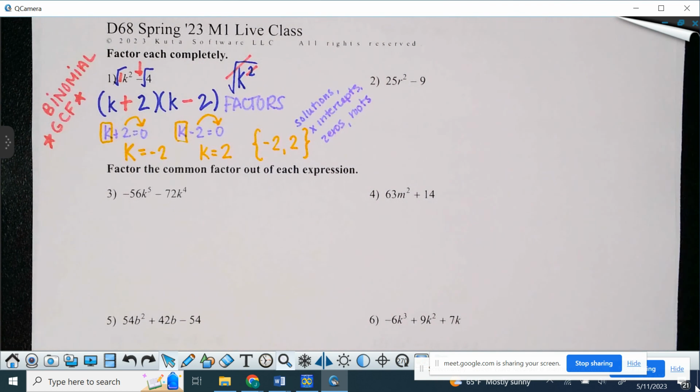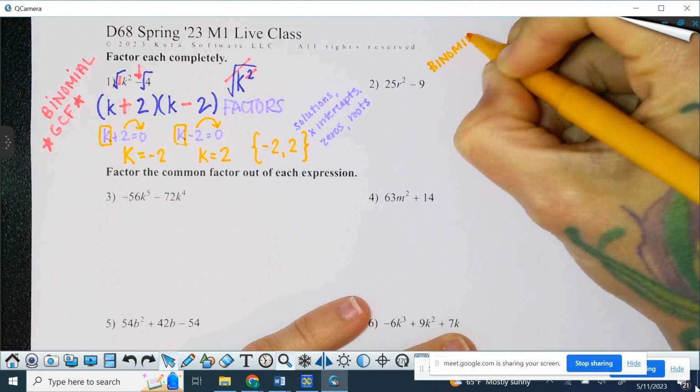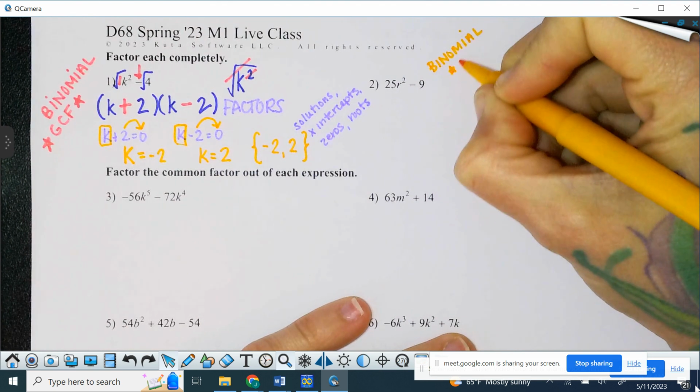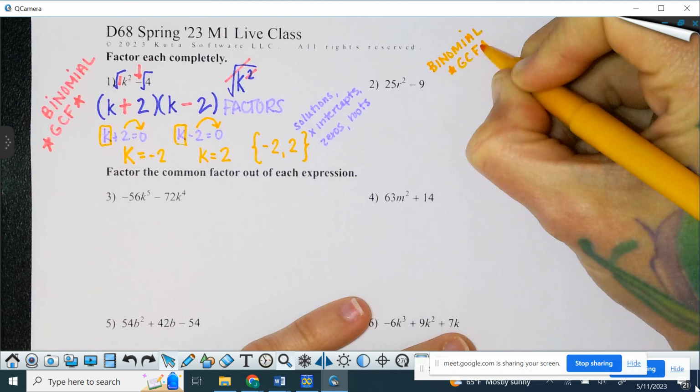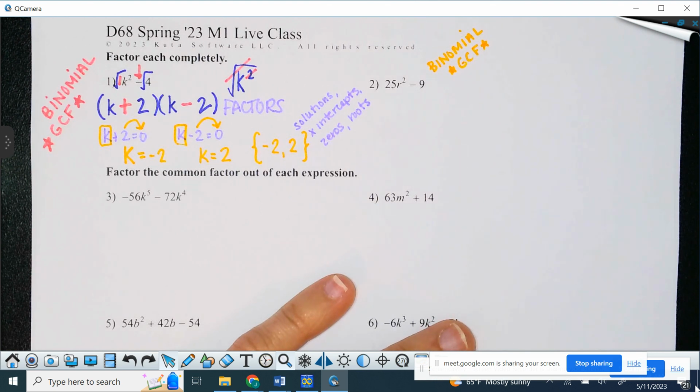Okay, so number 2. I'm throwing this in there because I think you're ready for it. So first of all, we see that it's a binomial, because there's 2 of them. We're going to always check for a GCF first. Greatest common factor. 25 and 9, do they have a number in common that goes into both of them? That I could divide them both by? 25 and 9. Other than 1. Because 1 doesn't help us at all.